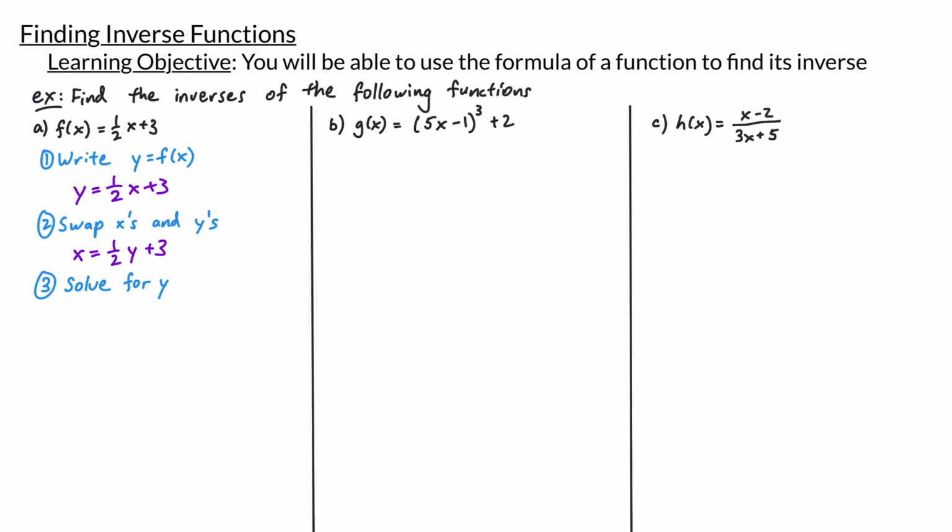So in our equation, if we want to solve for y, we might start by subtracting 3 from both sides. This is going to give us x minus 3 equals 1/2 y. Then we'll solve for y by multiplying 2 to both sides. This is going to give us 2x minus 6 is equal to y. And so this tells us that the formula for our inverse function, f inverse of x, is 2x minus 6. So that's how we find the formula for the inverse of a function.